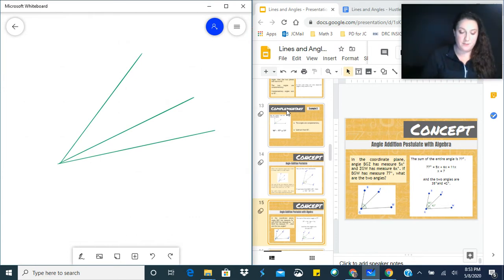So we have angle, we have angle, that we have G, we have Z, and we have W.